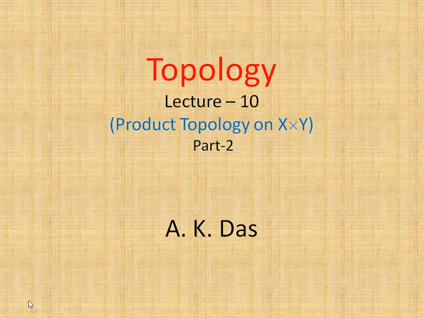In lecture 9 we have introduced product topology on X cross Y. That means if X and Y are two topological spaces, we defined product topology on X cross Y and we have proved some results on product topology. Before proceeding to some results on product topology in this lecture, let us revise the definition of product topology and how it is generated from the basis on product topology.